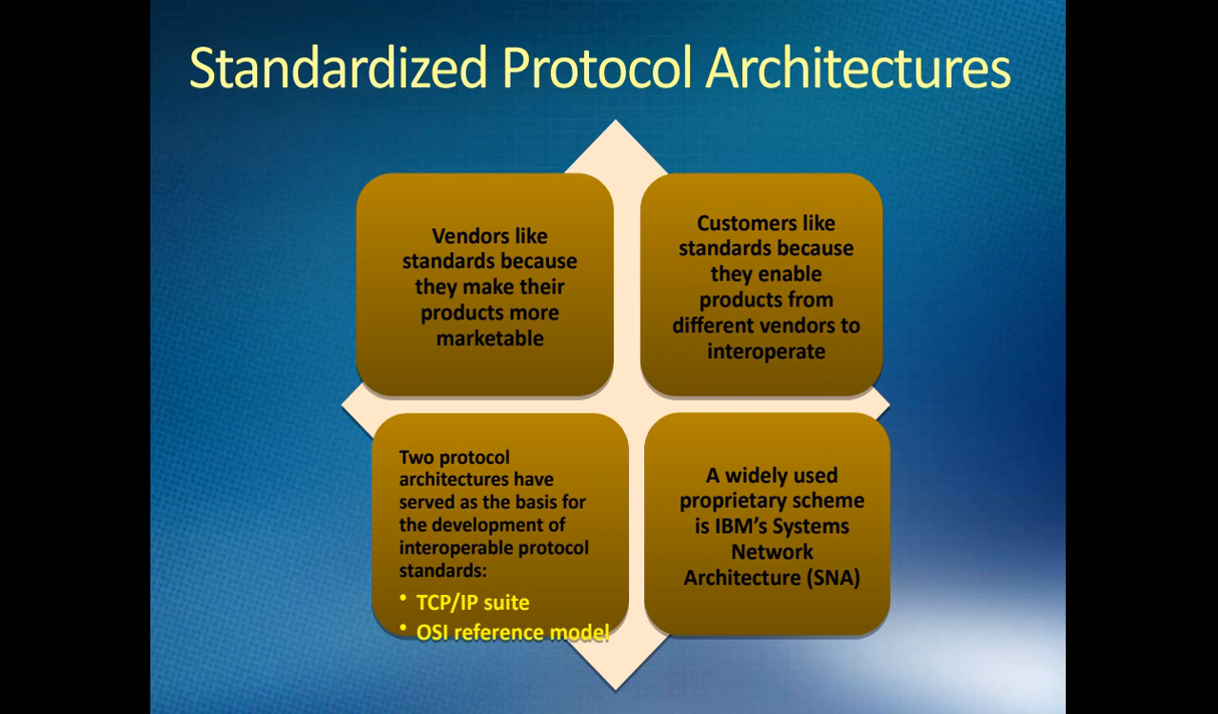Why do we need a standard protocol architecture? Because everybody wants it. Vendors like it because they make their products more marketable. Customers like it because they enable products from different vendors to interoperate. Okay? So you can get a device or a system from a different vendor, but still it will work on your machine. Okay? 2 protocol architectures have served as the basis for the development of interoperable protocol standards, which are TCP/IP and OSI.